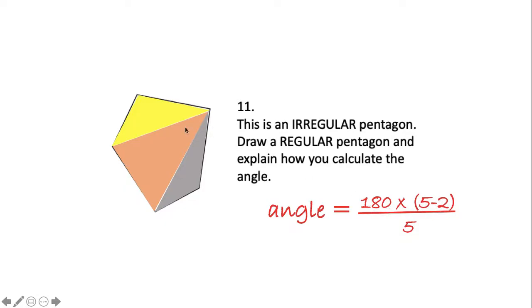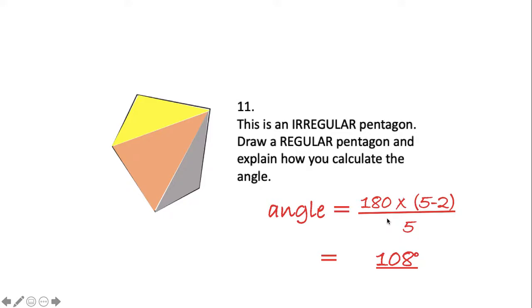So 5 minus 2 because 5 sides, but there's a rule that says you can always split it up into a number of triangles that is 2 fewer than that. So 5 minus 2 gives you the 3 triangles that you can split it up into. And then if you want to know how much each angle would be in a regular pentagon, you've got to take that top bit, which is 540, 3 times 180, and then divide it by 5 to figure out how much each angle would need to be. And that comes out to be 108.